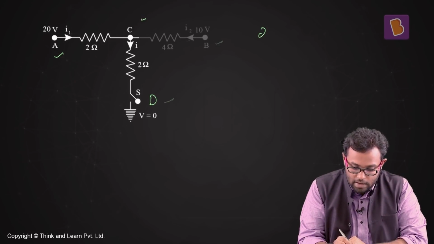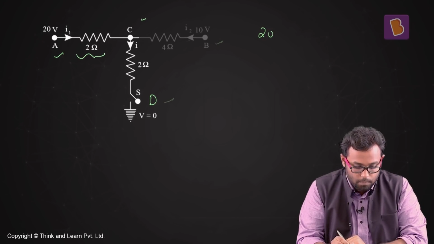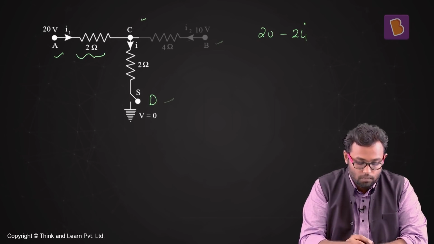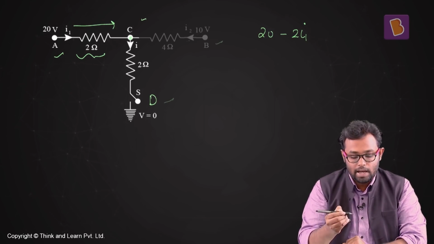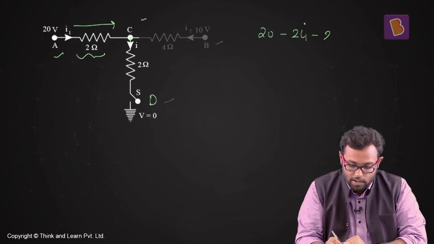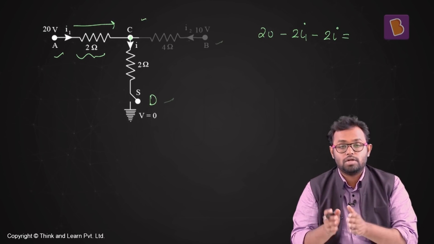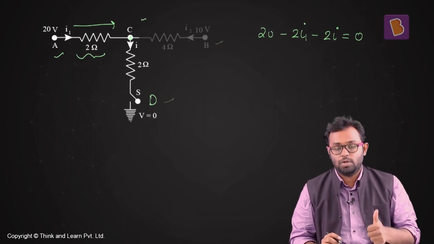So at A, I've got 20, and I move across this, and I get minus 2 times I1. I have reached C now. I've moved across this and reached C. From C I'm going towards D, and I again find that I'm going with the current and crossing a resistor of 2 ohms. So it will be minus 2 times I. That will give me the potential at the point D, which is equal to 0. So I've got one equation.